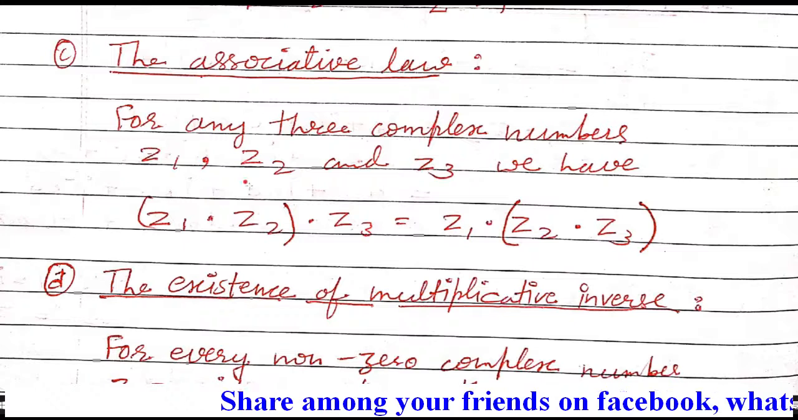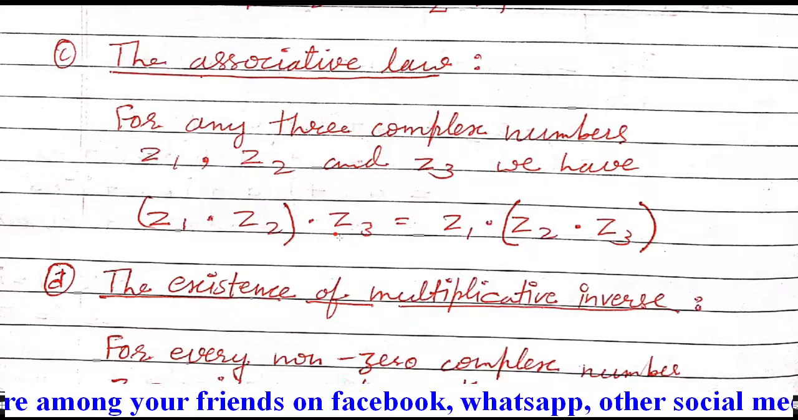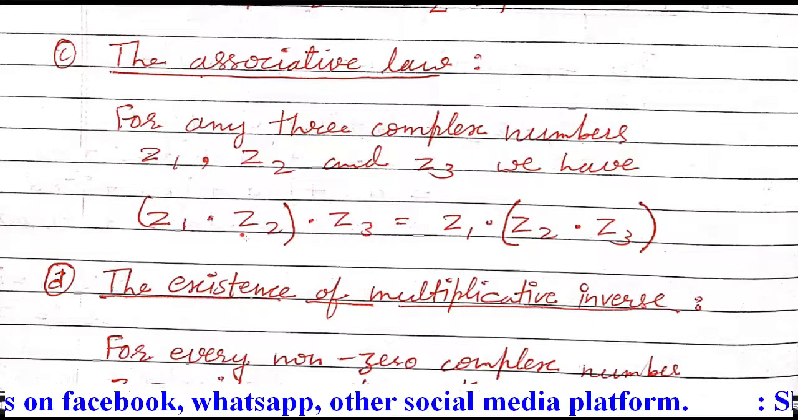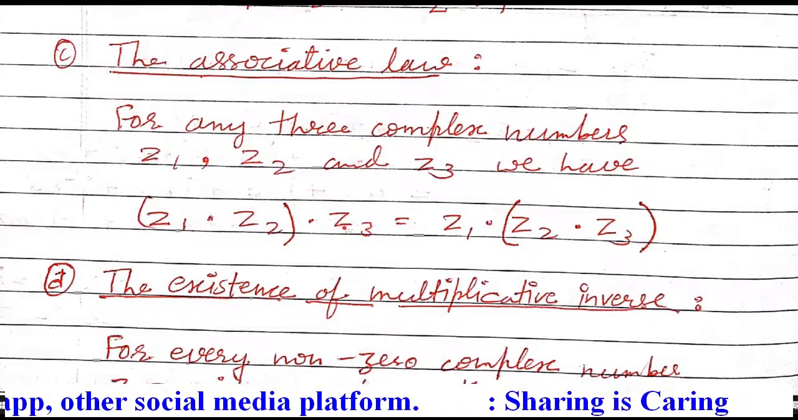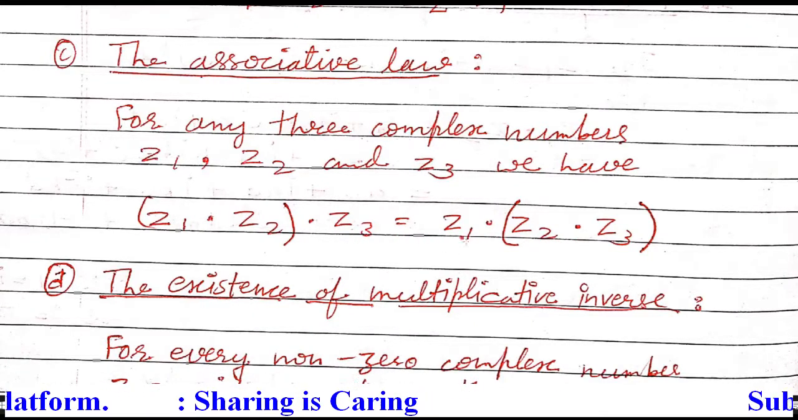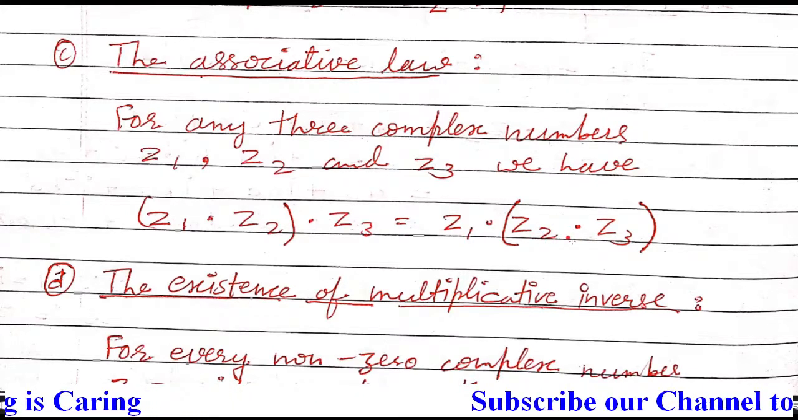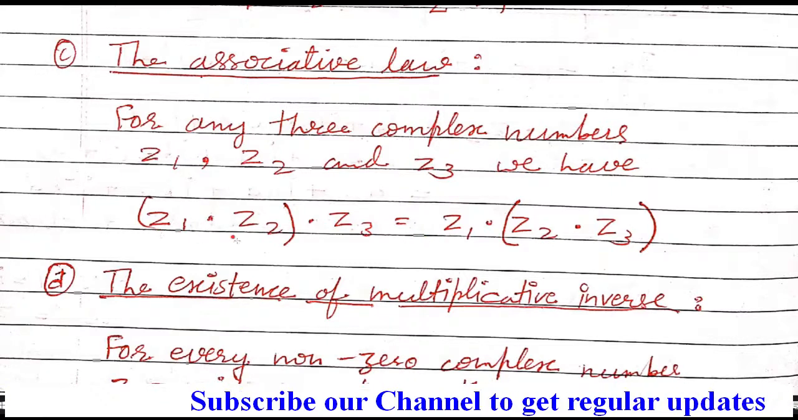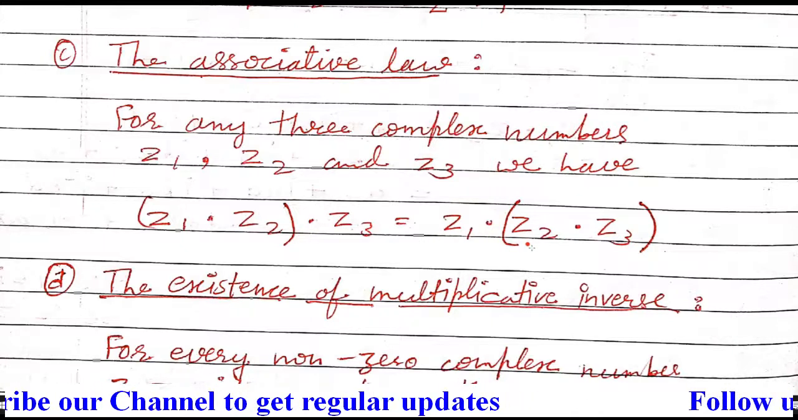So if we have z1, z2, z3 as three complex numbers, and you have to multiply all three together, then firstly you multiply z1 and z2, and whatever answer you obtain, you multiply that answer by z3. The product is going to be the same as the second option. In that, you multiply z2 and z3 first, and then whatever answer comes, you multiply that answer by z1. Means whether you proceed by the left hand side or by the right hand side, in both situations the answer is going to be the same.